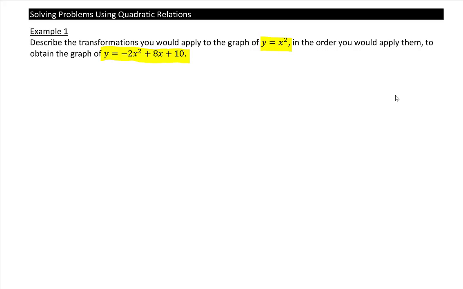The first thing you should notice is that we have an equation in standard form. And in order to look at transformations, we need to rewrite this equation into vertex form. So we're going to take this equation in standard form and get it back into vertex form. To do that, we need to factor. And when we factor, we can find the zeros.